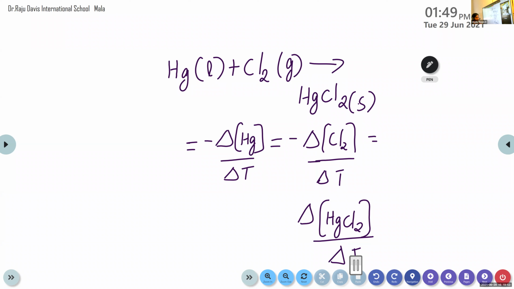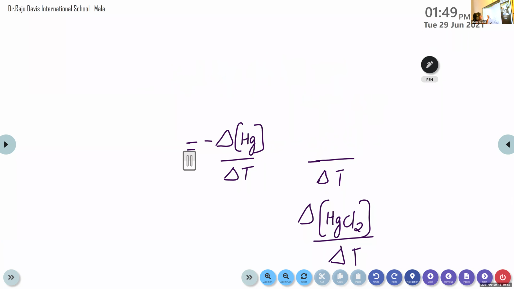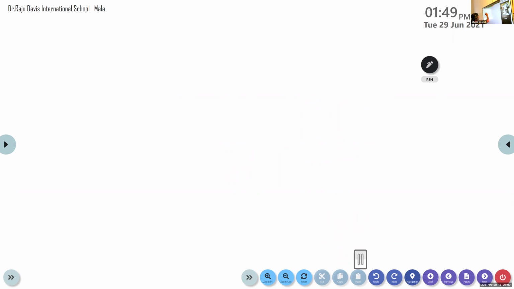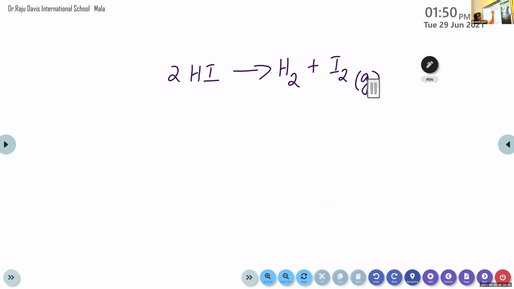Okay, then another question you can write. 2HI gives H2 plus I2. Hydrogen iodide decomposed to hydrogen and iodine.